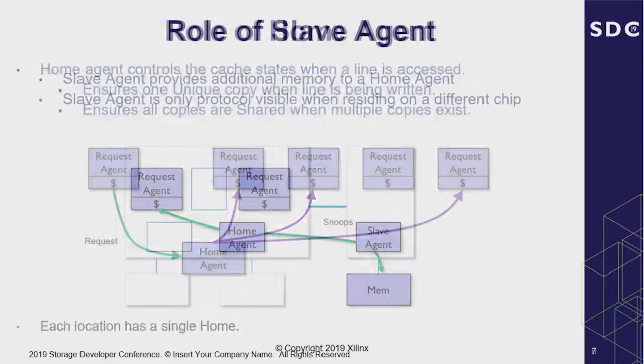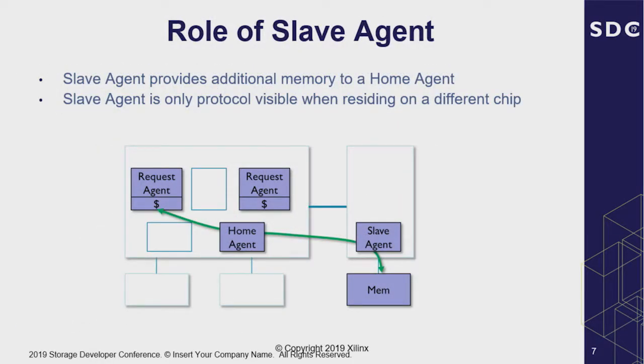Okay, that's the home agent. Then there's the concept of a slave agent. As I said, the requester goes to the home agent, and the home agent decides where to get the data from. The data could be in the cache of a requester, right? And if the data is modified in the cache of the requester, then the home agent really doesn't have a choice but to get it from there, because that's where the latest copy is.